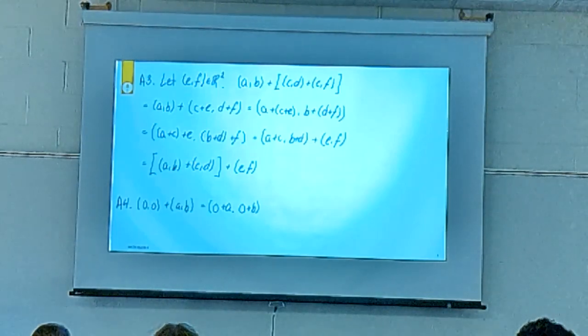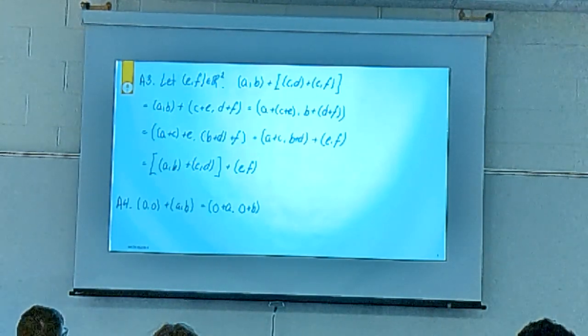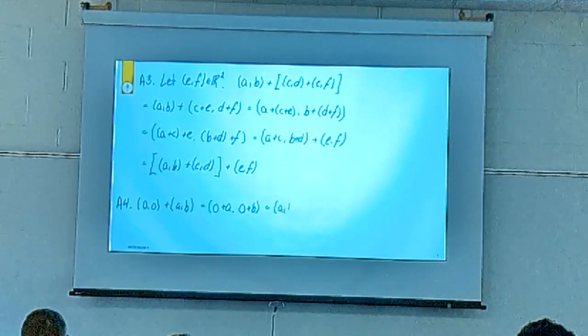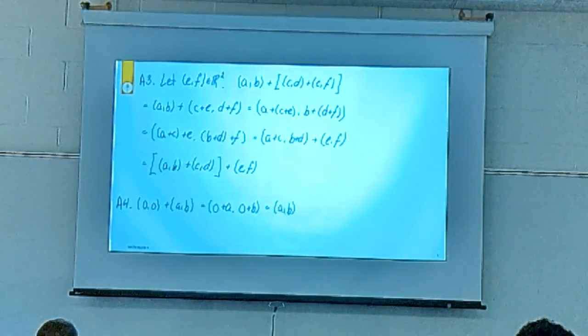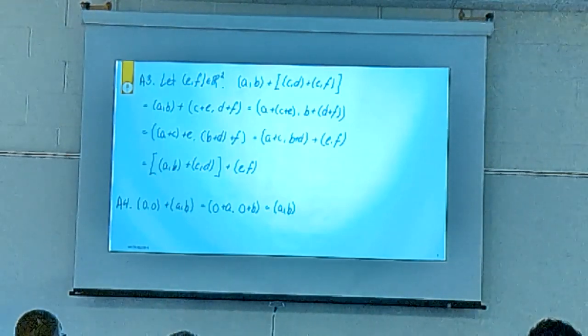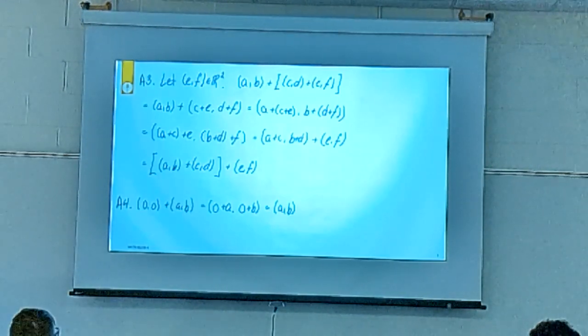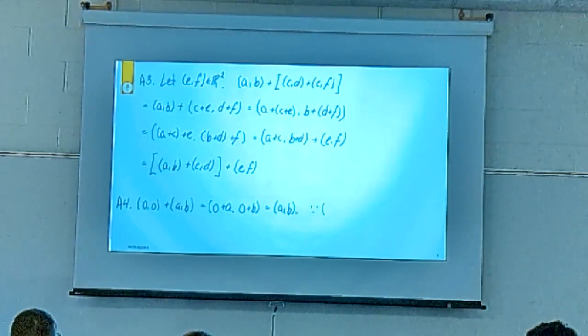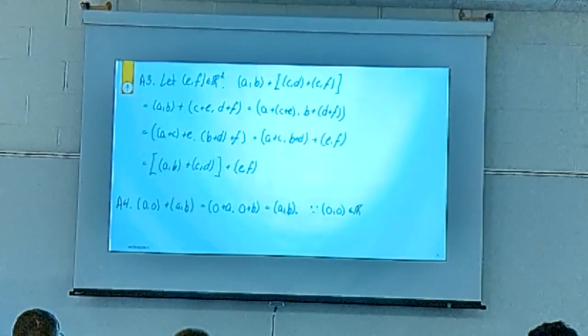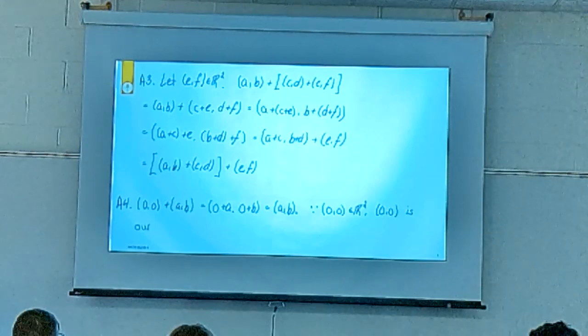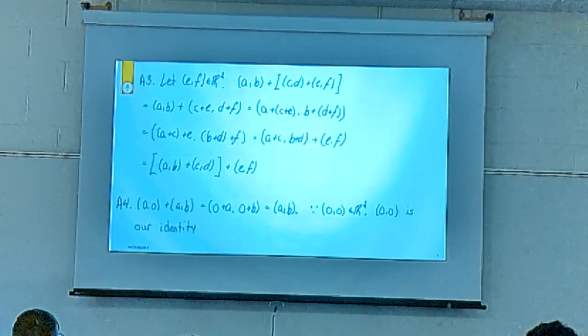What's 0 plus A? What's 0 plus B? So isn't (0, 0) plus (A, B) just (A, B)? Is (0, 0) in R2? Yeah. Just found the additive identity, (0, 0).